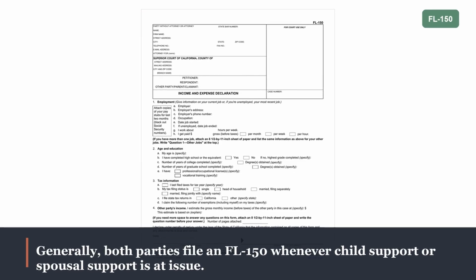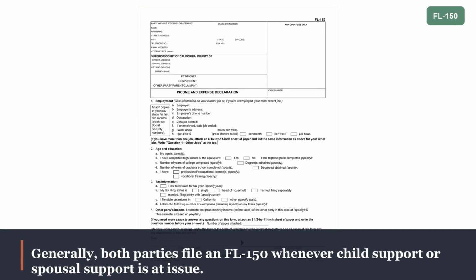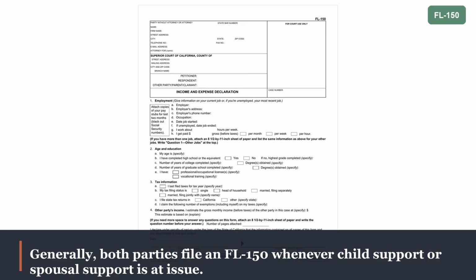Generally, both parties file an FL-150 whenever child support or spousal support is at issue. That includes early in the case as part of the mandatory financial disclosures, whenever either party requests a new support order or asks to modify an existing one, and before a judgment can be entered in most cases involving support. Because support can come up more than once, you may end up filing more than one FL-150 over time, and each one should reflect your current picture, not numbers carried over from an earlier filing.